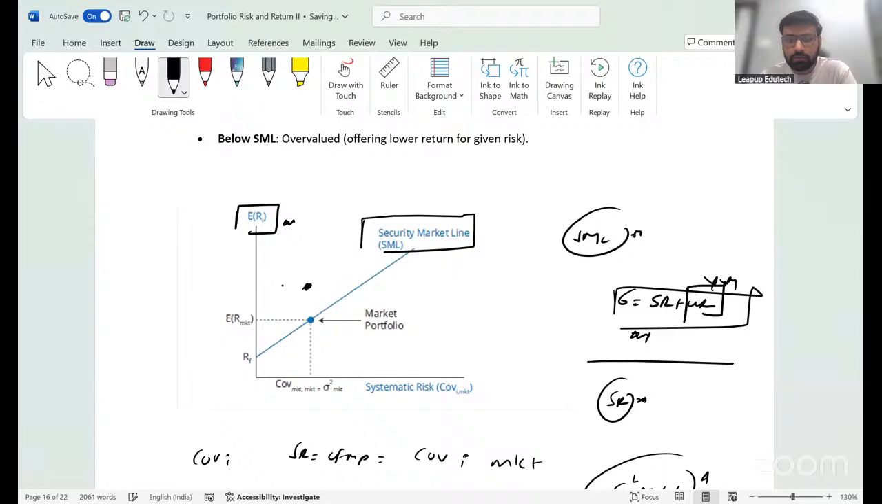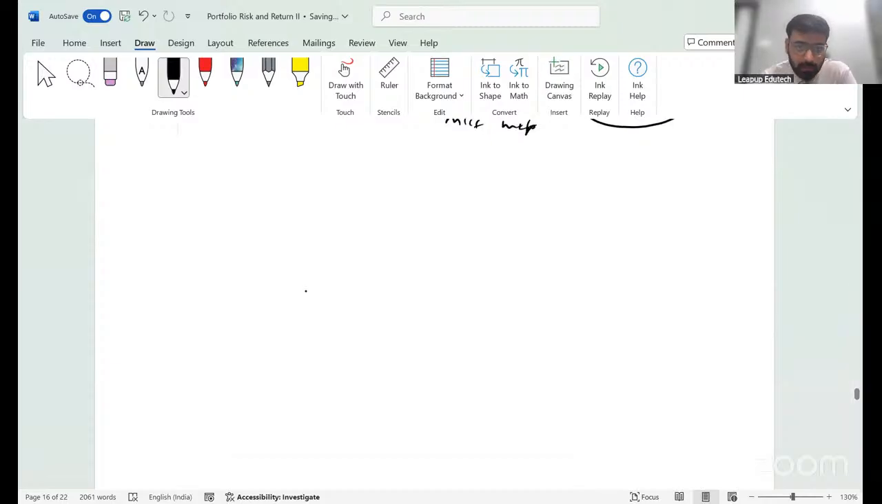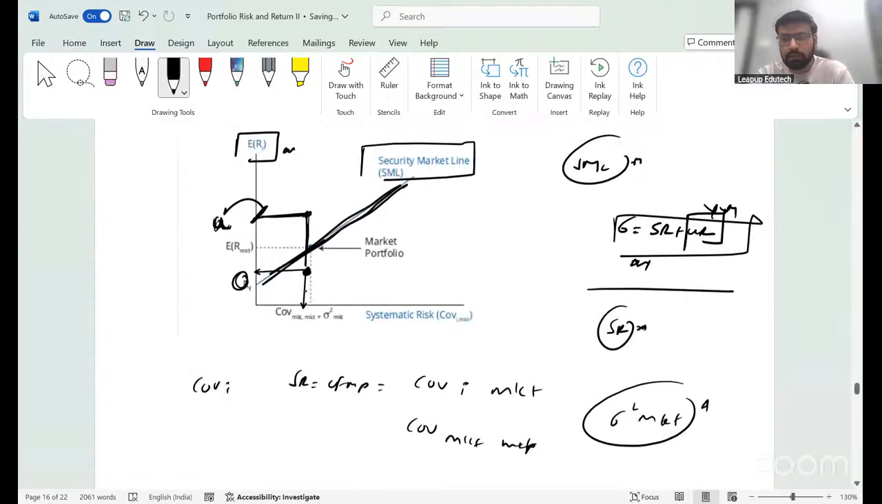Pretty simple. If it is at this point, for this risk, you are getting this amount of return. And for the same risk, you're getting this amount of return. That means this security is undervalued and this security is overvalued. And anything that plots on SML is appropriately valued. Again, remember that. Anything that is plotted on SML is appropriately valued, for the reasons that I have just discussed with you guys.